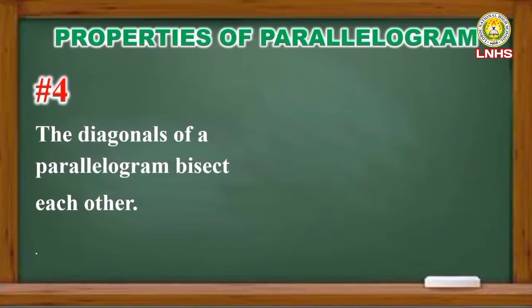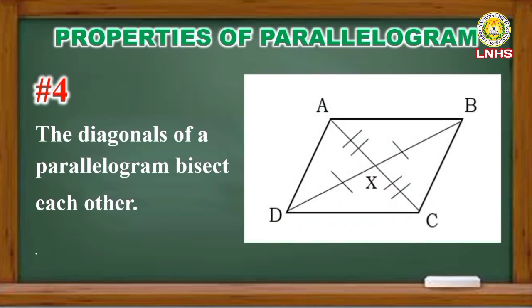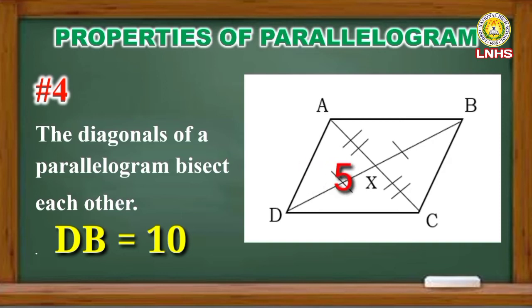Okay, we have property number 4. The diagonals of a parallelogram bisect each other. So we have here an example. Diagonal AC bisects diagonal BD. If diagonal DB is equal to 10, just divide it by 2, it will become 5. So DX is equal to 5 and BX is equal to 5.